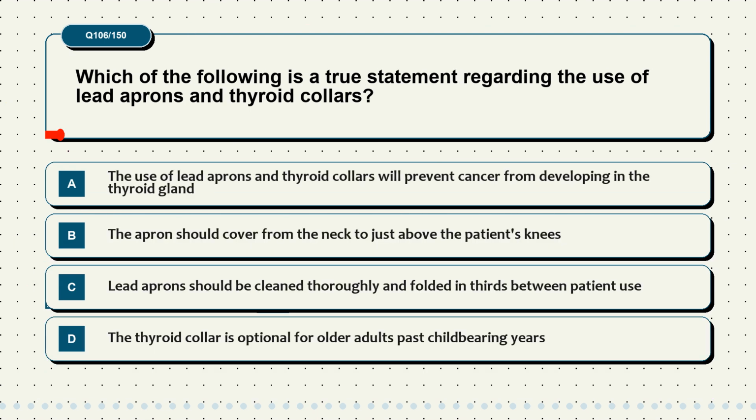Question 106. Which of the following is a true statement regarding the use of lead aprons and thyroid collars? Here are the options. Option A. The use of lead aprons and thyroid collars will prevent cancer from developing in the thyroid gland. Option B. The apron should cover from the neck to just above the patient's knees. Option C. Lead aprons should be cleaned thoroughly and folded in thirds between patient use. Option D. The thyroid collar is optional for older adults past childbearing years.